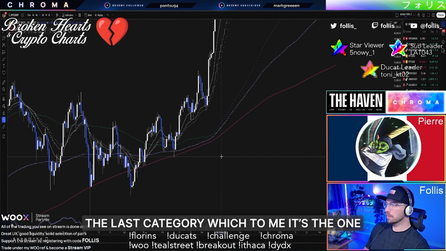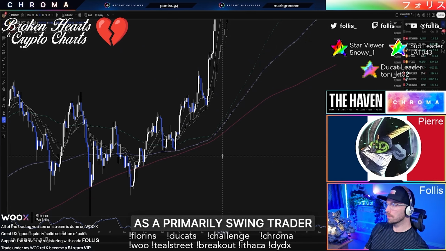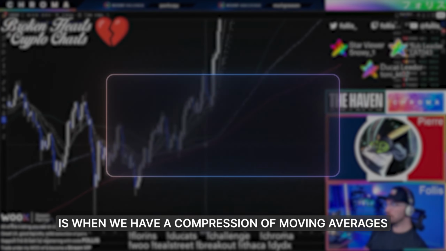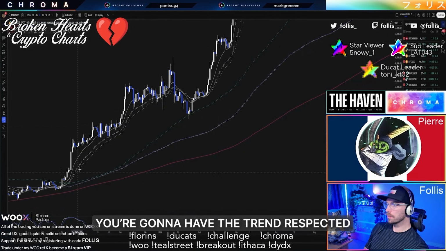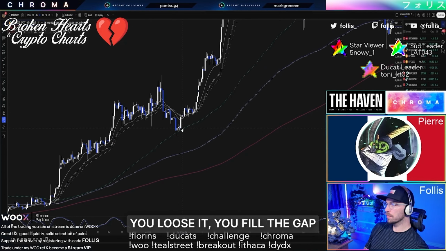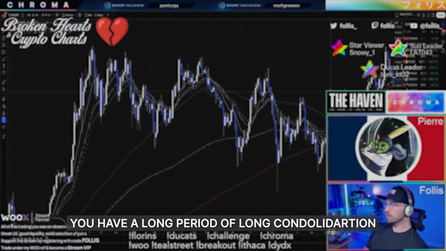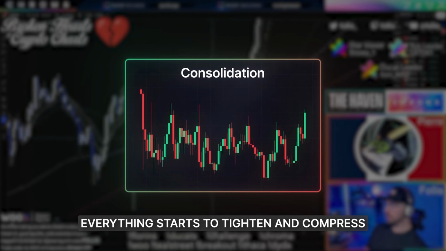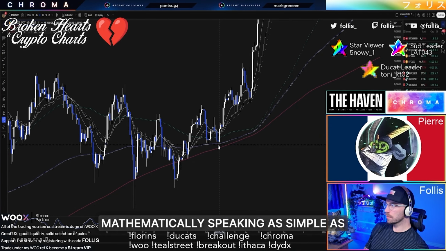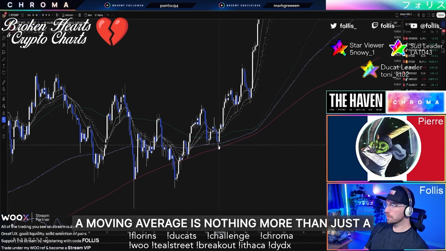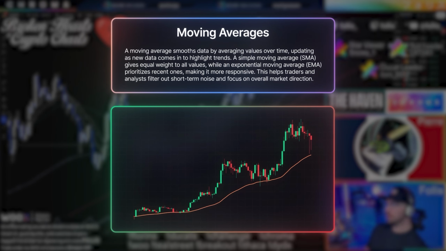The last category, which to me is the one I focus the most on, as a primarily swing trader, is when we have a compression of moving averages. So you have the very trendy behavior where you're going to have the trend respected, you lose it, you fill the gap. You have a big distance between main moving averages. You have a long period of consolidation. Everything starts to tighten and compress, which can be seen, mathematically speaking, as simple as a moving average is nothing more than just an average, as its name is saying. There is nothing magical about it.